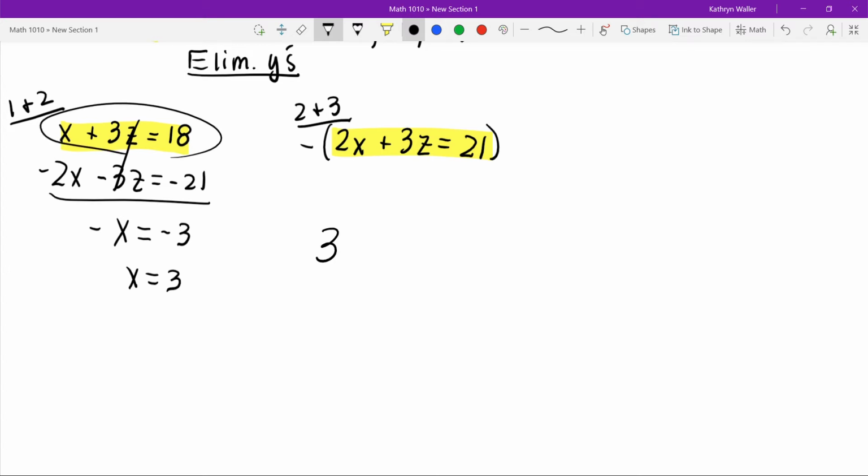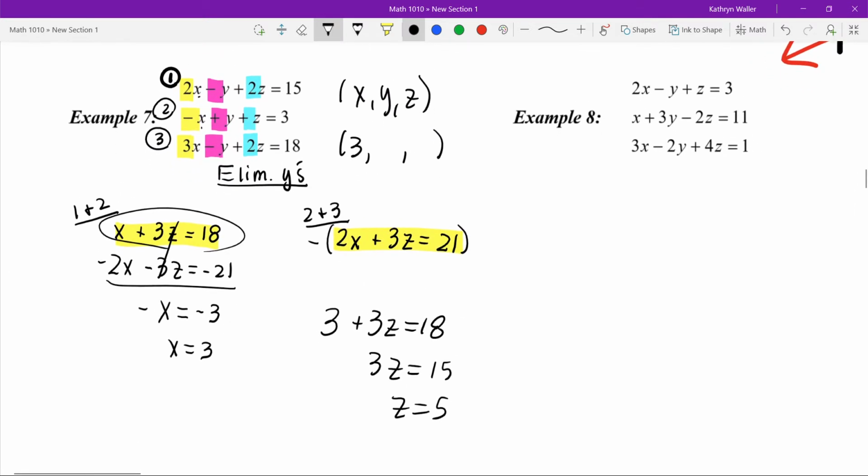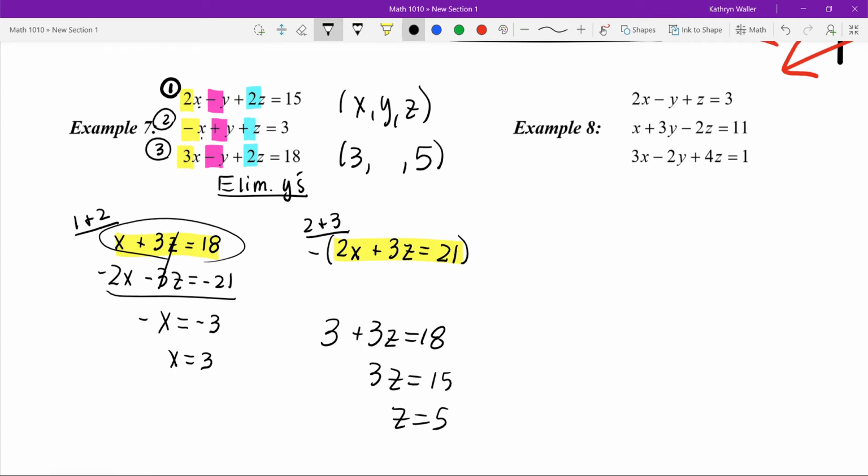So everybody go 3 plus 3z equals 18. Move my 3 over. 3z equals 15. Divide by 3, and I get z equals 5. Come to where you're writing the answer, put the 5 here.